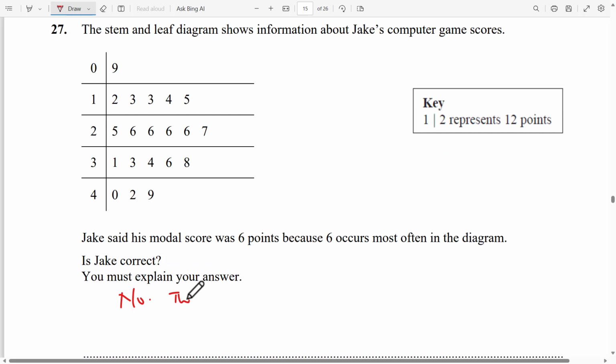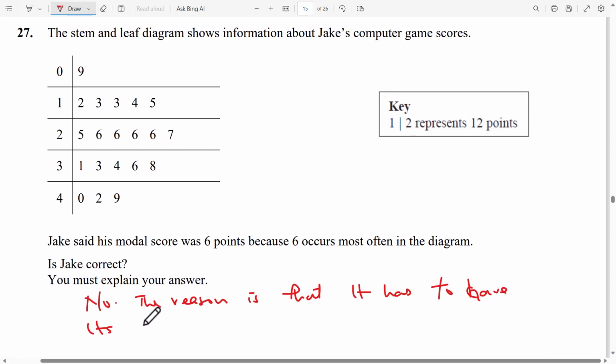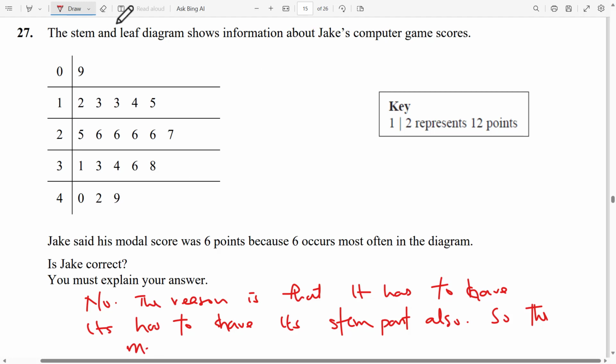The reason is that it has to have its stem part also. So the mean is, not the mean, sorry, I mean to say the mode is 26.